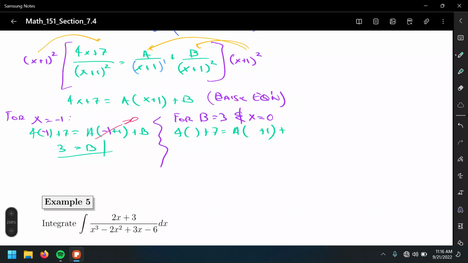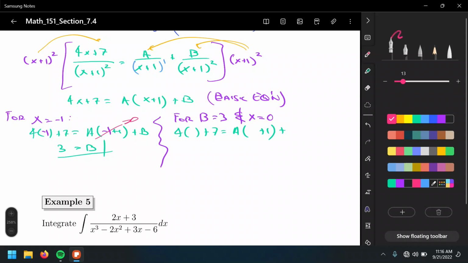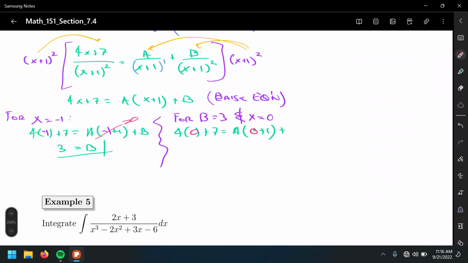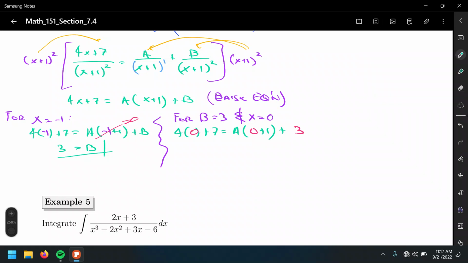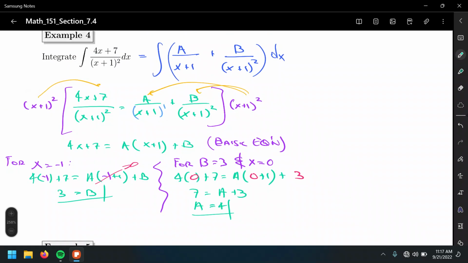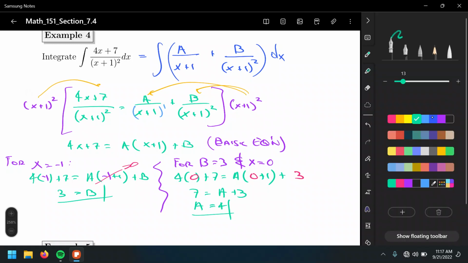Oh, but b is known, right? So 0, 0, and 3. So 4 times 0, which is 0 plus 7, that equals 7, equals a times 0 plus 1, that's just a, plus 3, and a equals 4. And score. Alright, we're done with finding the constants a and b that split these partial fractions together.